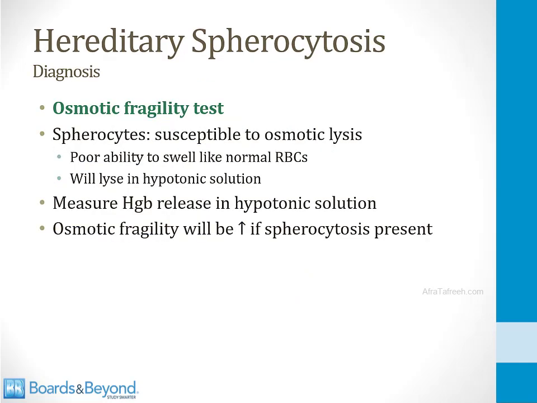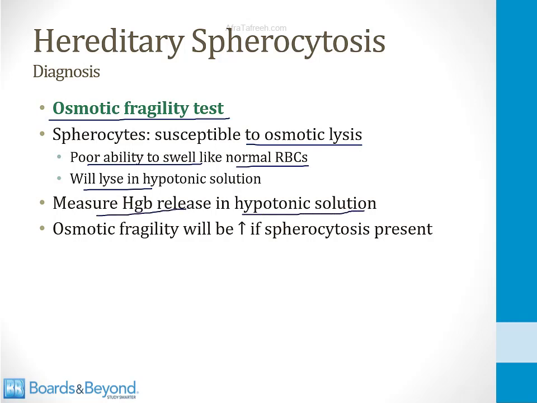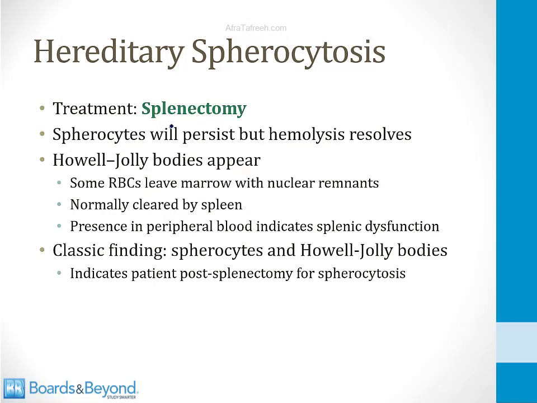You can make the diagnosis of hereditary spherocytosis by performing a test called the osmotic fragility test. This test is based upon the principle that spherocytes are more susceptible to osmotic lysis compared to normal red blood cells. Because they have abnormal membranes, they have a poor ability to swell in hypotonic solution compared with normal red blood cells, and for this reason they will lyse more easily in hypotonic solution. To perform this test, you measure the hemoglobin that is released when a sample of blood cells is placed in a hypotonic solution. From this, you determine the osmotic fragility, and the osmotic fragility will be increased if spherocytosis is present. The treatment for this condition is to perform a splenectomy and remove the spleen.